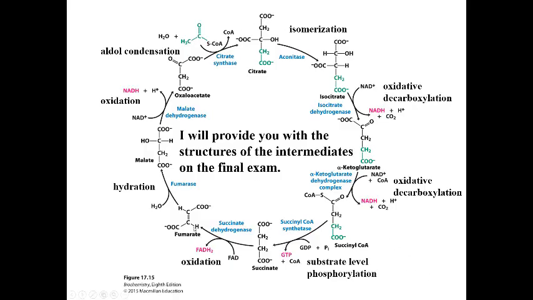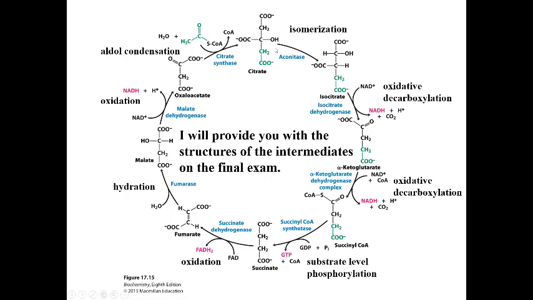So on the final exam, I will give you a stripped down version of this, which just includes the structures of all the intermediates in the TCA cycle. I won't give you the names or any of the necessary cofactors, but I'll provide you with the structure of citrate, isocitrate, alpha-ketoglutarate, succinyl-CoA, succinate, fumarate, malate, and oxaloacetate.